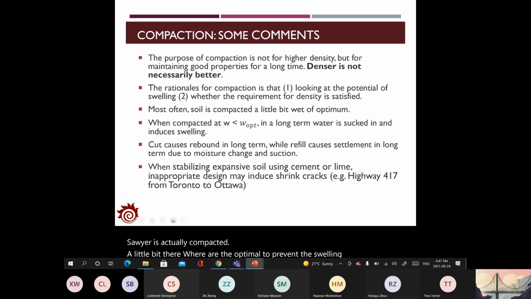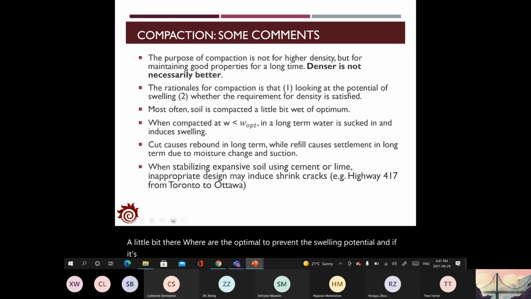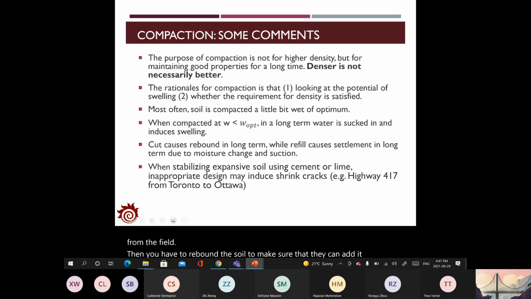And if it's dry of the optimal, then it will create a significant deformation for the pavement structure. Also, if there are some expansive soils in the area, you may do some cut, and if you cut the expansive soil and remove it from the field, then you have to rebound the soil to make sure that it won't affect the pavement structure.